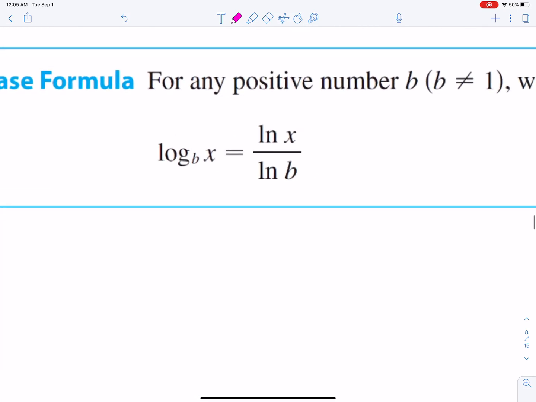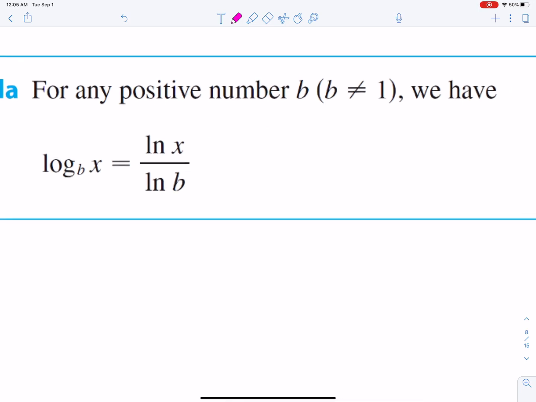This is another formula you need to know. Change of base formula. So log base b of x equals natural log of x over natural log of b. You can also use logarithms. So you could say log base a of x over log base a of b. As long as those bases are equal to each other, you're good.